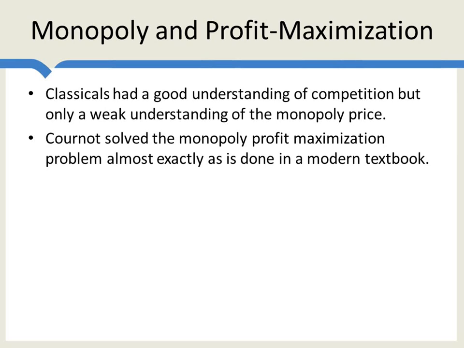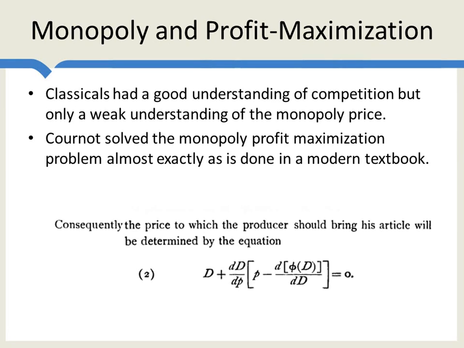Cournot solved the monopoly profit maximization problem almost exactly as is done in a modern textbook. So here, for example, is a clip from Cournot's book, and it's exactly what we would write today with some slight changes in notation due to the fact that Cournot had quantity on the vertical axis and price on the horizontal axis. But other than changes in notation, this is exactly what you would see. Cournot did not talk about marginal revenue and marginal cost, but mathematically, that's exactly what he showed.